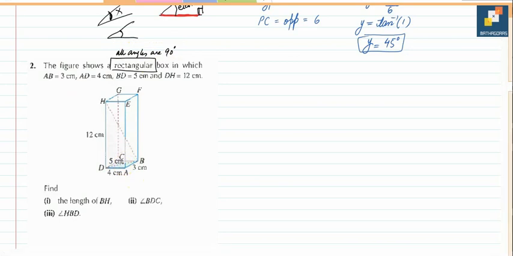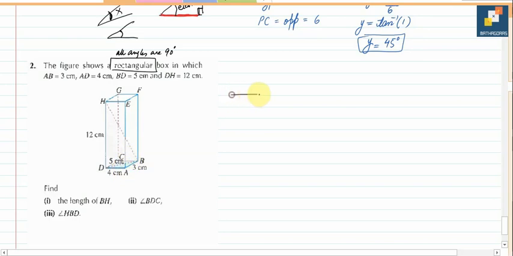So what I'm going to do, I'm going to make a separate figure for ABCD. So basically it is drawn in this way. That is your point A, B, C, D. So the value AB is 3, the value AD is 4, the value BD is 5. BD is 5, right? Now in first part you need to find the length of BH.